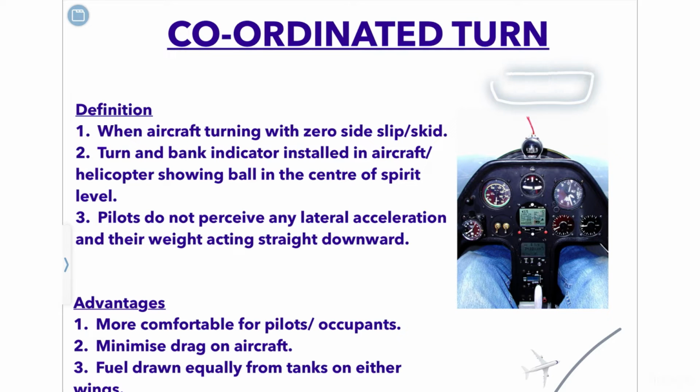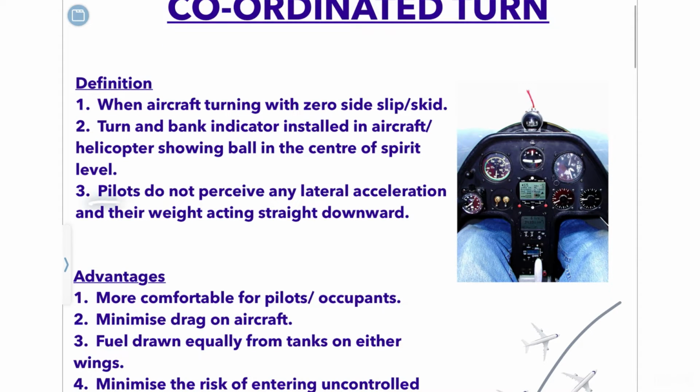So what is happening in the turn and bank indicator? There is a ball at the center. If the aircraft is taking a coordinated turn, there is no lateral force acting on it, and the ball remains at the center. However, in an uncoordinated turn, let's say the aircraft is slipping inside the turn or skidding outside it, this is the true turn. Then there is a lateral acceleration outside or inside, and that's how the ball slips. So if the ball is at the center, the aircraft is in a coordinated turn. Also, the pilots do not perceive any lateral acceleration, and their weight acts straight downwards. This is how a coordinated turn is made.